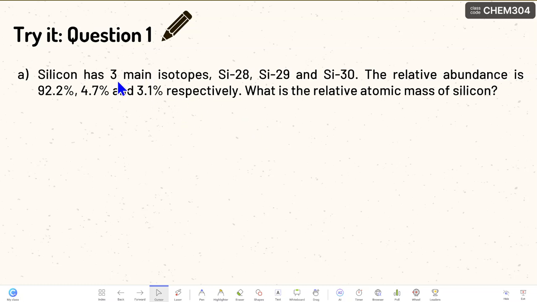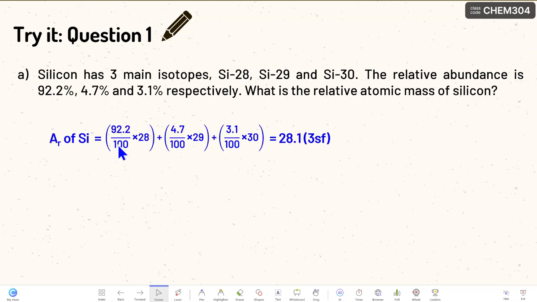Silicon has 3 isotopes, silicon 28, 29, and 30, and the relative abundances are 92.2, 4.7, and 3.1. Whenever given such a question, please check: add up together, it should give you 100%. So what is the relative atomic mass of silicon? You know that 28 has 92.2%. So very simple: 28 times 92.2 over 100, the 29 times 4.7 over 100, the 30 times 3.1 over 100, and the average works out to 28.13 to 4 SF. Remember, no unit. Oh, sorry, this one should be relative atomic mass, Ar, correct? Ar is relative atomic mass because it's an element.